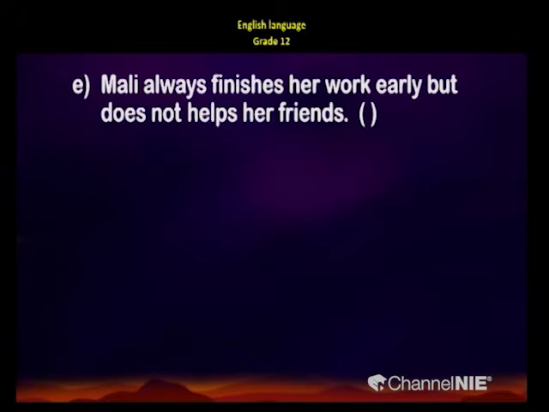But look at the second part of it. But does not helps her friends. So, does not helps is wrong. It should be does not help her friends. So, when we read it, Molly always finishes her work early but does not help her friends. It should be the correct sentence, right?